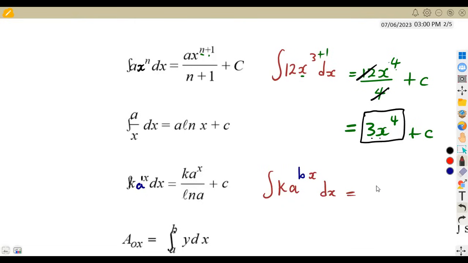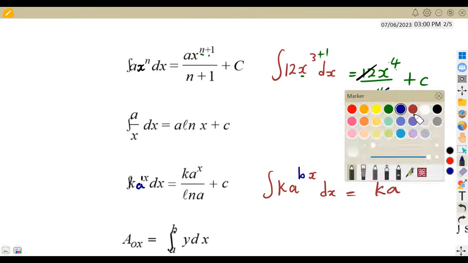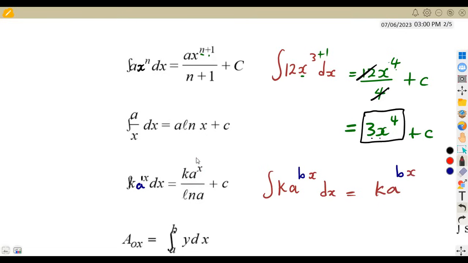So our answer is going to be k a to the exponent of bx in this case. So this part is going to remain as it is, but in the denominator here, we are going to divide. So we're going to have over. Take note, we divide by the derivative with respect to x. Remember, this is bx. The derivative of bx gives us a b. So this is going to be b ln of the base, ln a. It's not changing. So this is going to be ln of a plus the constant of integration.